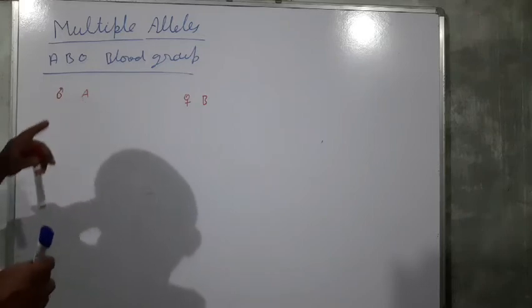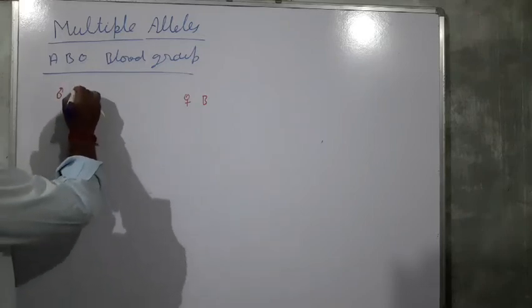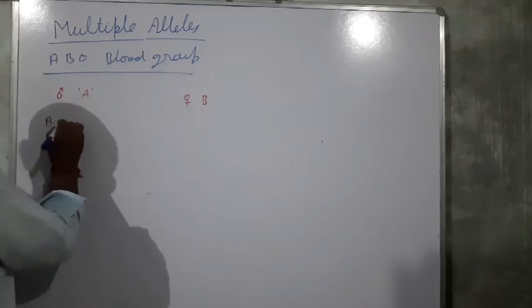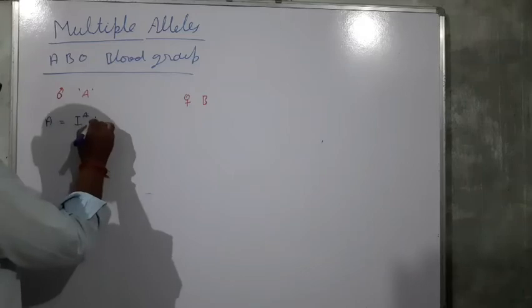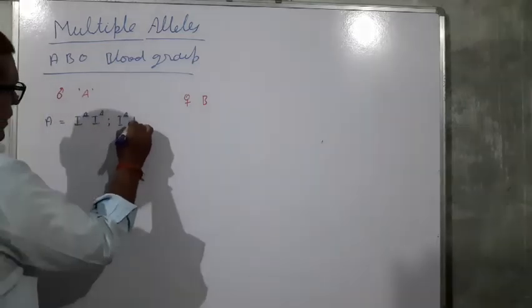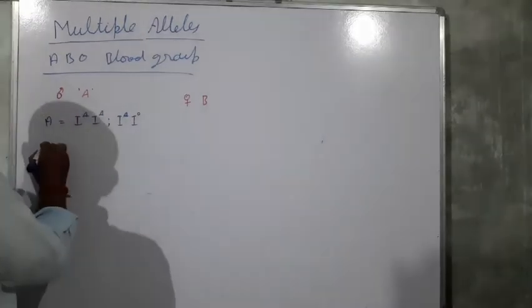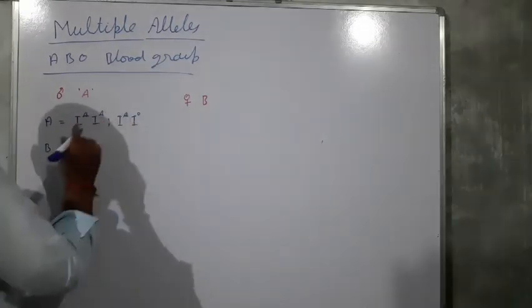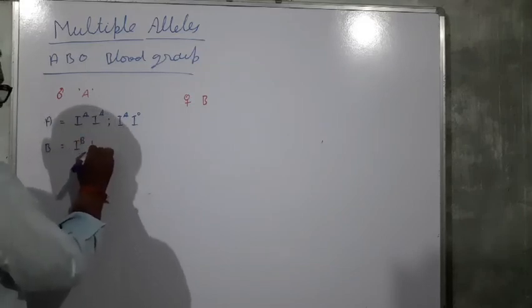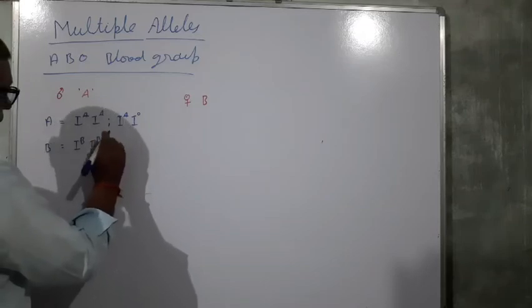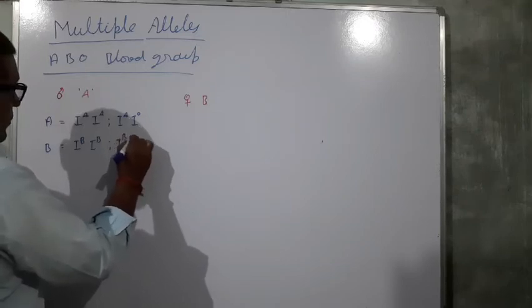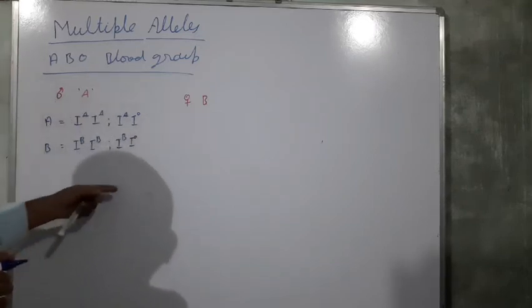So in case of blood group A, it has the genotype IA and IA, or the other genotype IA and IO. In the same way, in case of blood group B, which is the mother, the genotype is IB and IB, or IB and IO. Two situations may be there.